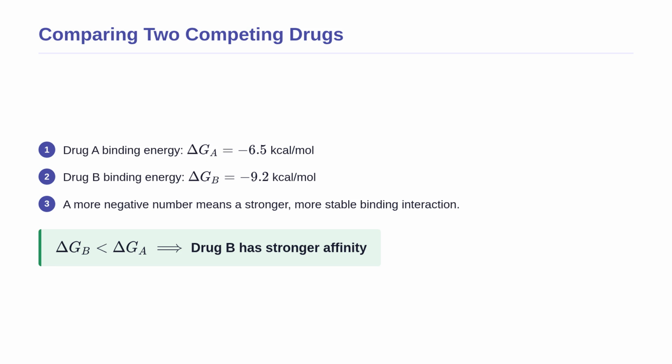Since negative 9.2 is a smaller, more negative number, drug B releases more free energy upon binding. This means it will hold onto the protein much more tightly than drug A. As a computational biologist, you would confidently select drug B.